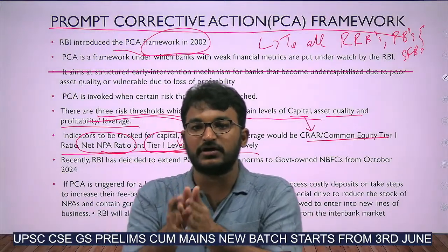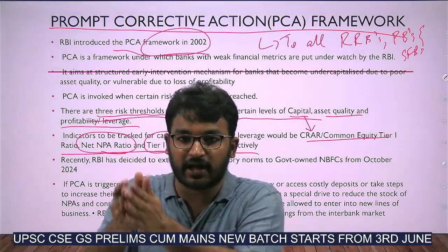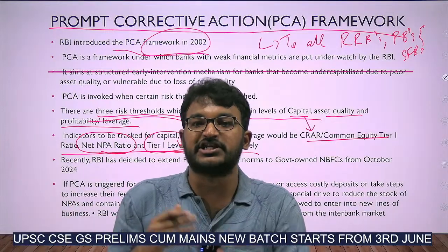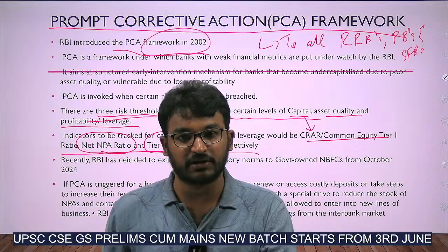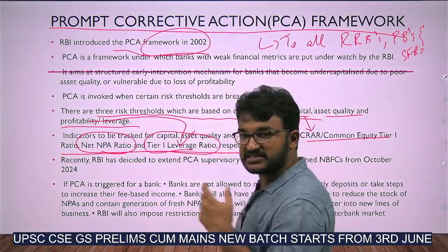There will be one value. If the value of these 3 goes below the threshold with respect to one bank, then that bank will be placed under the prompt corrective action framework. Okay. And why is this in the news recently?